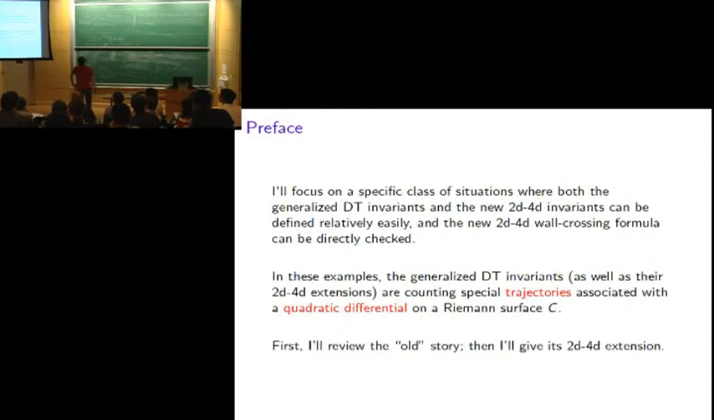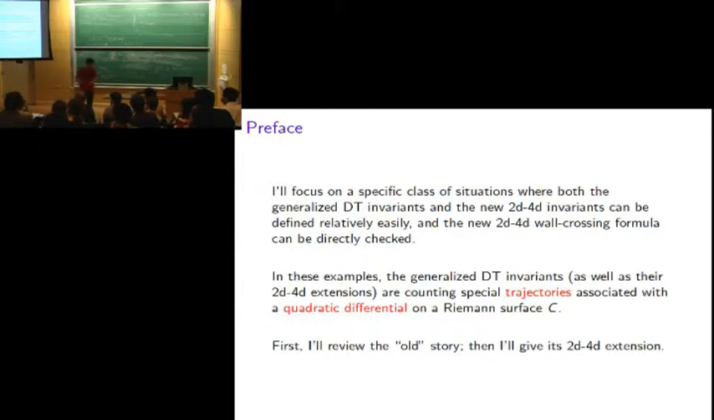Now, since I don't expect that you know, and in fact I don't know, what the definition of a generalized Donaldson-Thomas invariant in mathematics is, I have to focus on a specific class of situations where the usual generalized Donaldson-Thomas invariants can be defined relatively easily. A DT invariant is always supposed to be counting some geometric object. In this case, it'll be counting geometric objects that we can really get our hands on. There'll be some special trajectories.